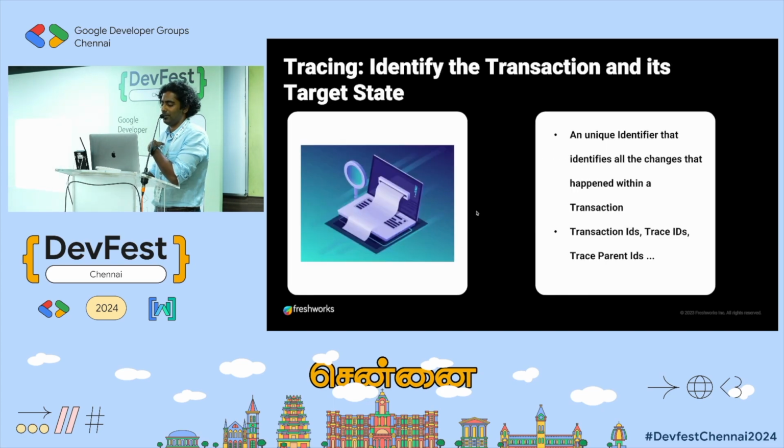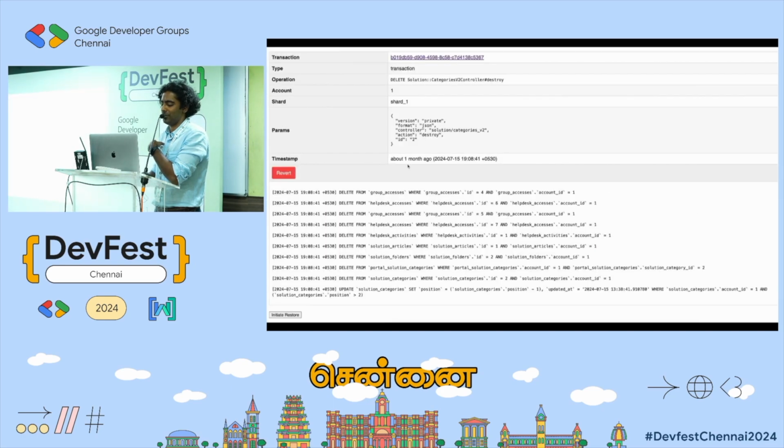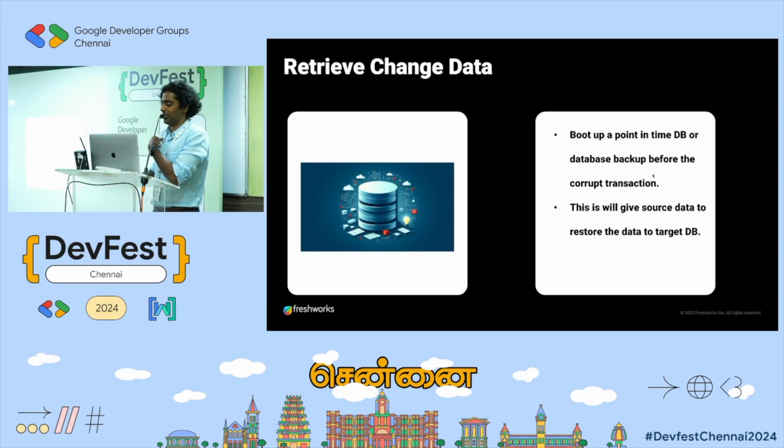All right, so coming back. I know the time, it says 1 month ago, but I don't think organizations will have backups for that long. Maybe 1 week or a fortnight, that makes sense. So you have to boot up your DB just before this time. This will become a source data. Now you have data which is not corrupted, I mean, just before the corruption happened.